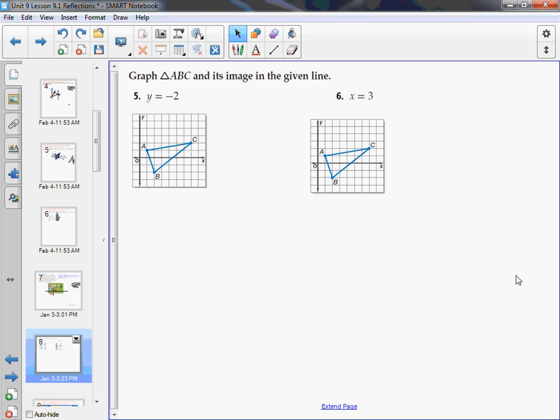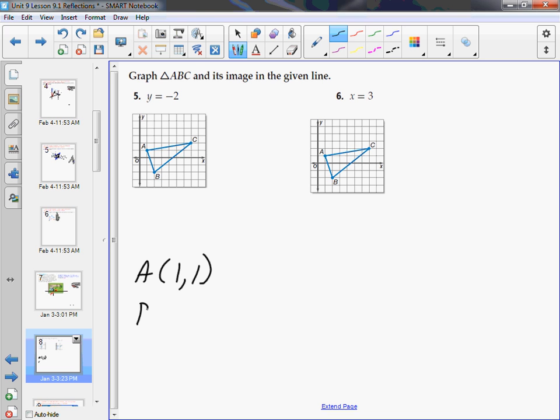And then go ahead and graph triangle ABC. A has coordinates 1, 1. B has coordinates 2, -2. And C has coordinates 7, 2. So you'll know where to put A, B, and C. Graph those points, connect them, and you'll have triangle ABC.